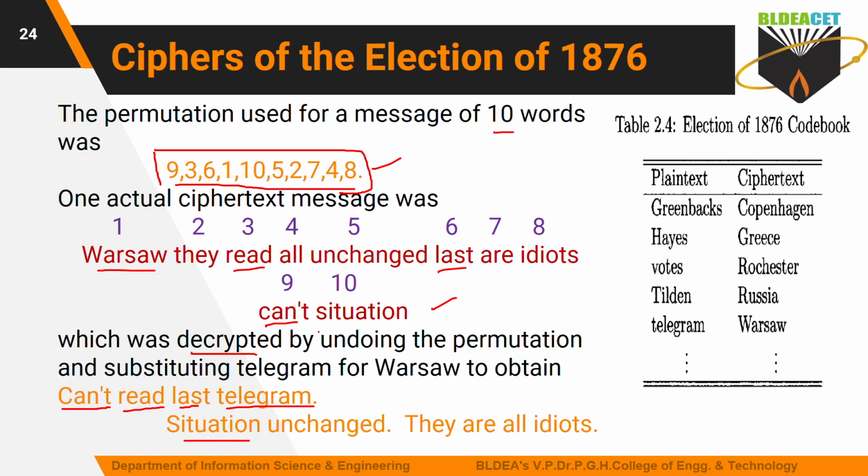Replace. Next is 5. In the fifth position you have unchanged, so you take that word now. Next is 2. 2 means they, so you take that here. Next is 7. In the 7th position, are. You write that here. Next 4. 4 means all. You write that now. Last is 8. In position 8 is idiots.